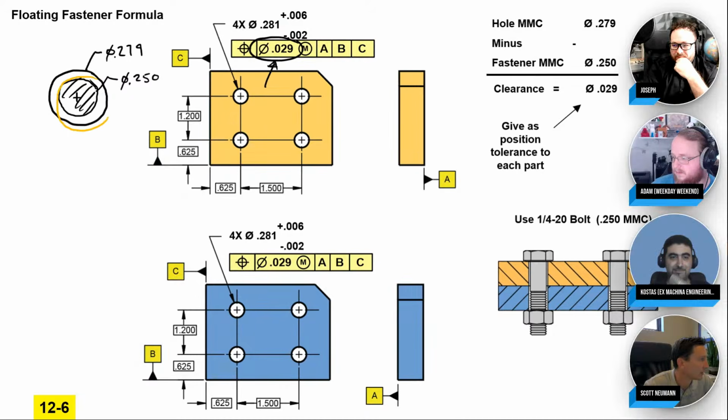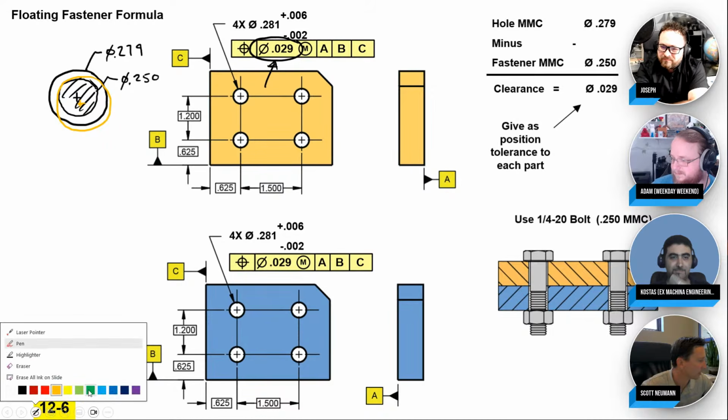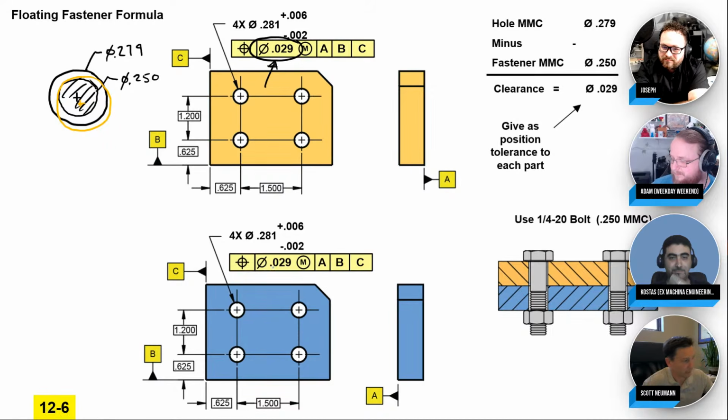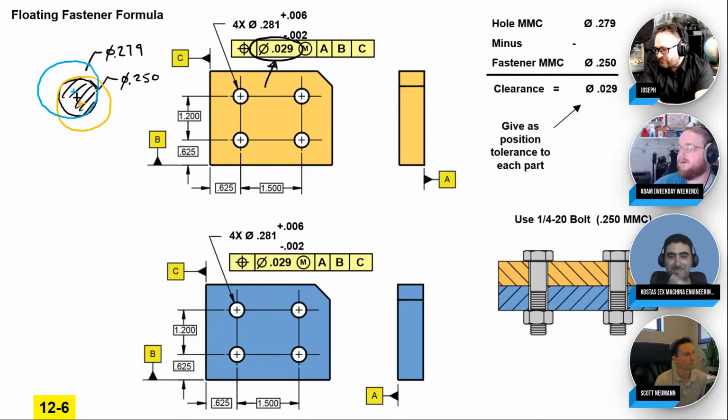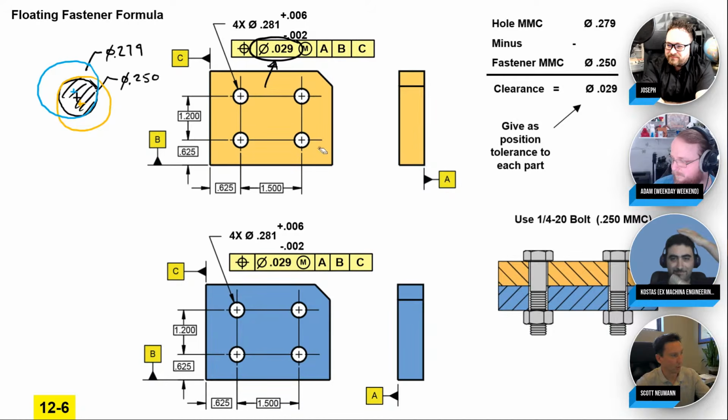And so worst case, if the orange hole shifted 14 and a half this way, and then the blue hole has a position tolerance, and it has to be within the same diameter 29, but it can move half the other way. So worst case, you're going to have an assembly that will look like this. Looks like a Venn diagram. And the Venn diagram has just enough overlap for the 250 fastener to slip through both.